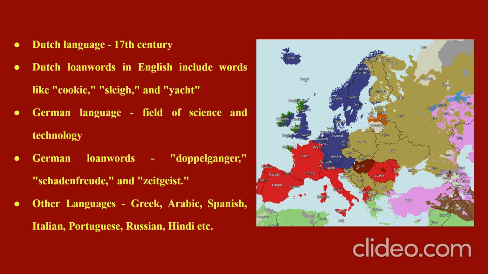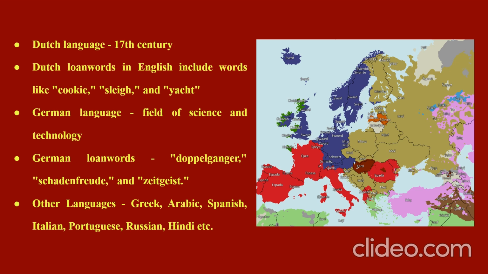The German language has also had an impact on the English language, especially in the field of science and technology. German loanwords in English include words like doppelganger, Schadenfreude, and Zeitgeist. Greek is another language that has influenced the language which we speak today worldwide, especially in the fields of science, medicine, and philosophy.